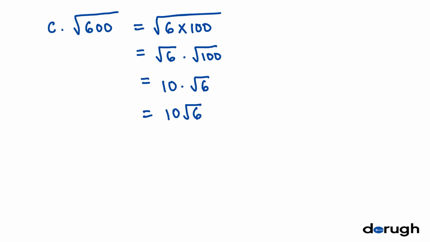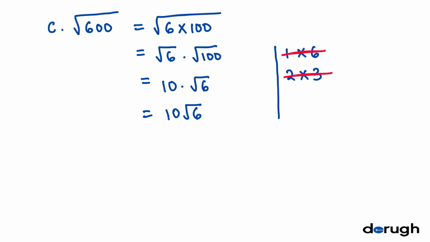You may wonder or you may ask, why are we not trying to go further with root 6? The truth is we can't, because 6 can only go into 1 multiplied by 6 and 2 multiplied by 3. And unfortunately, neither of these multiple pairs has a square number in it. So root 6 is the lowest we can go. So there you have it.